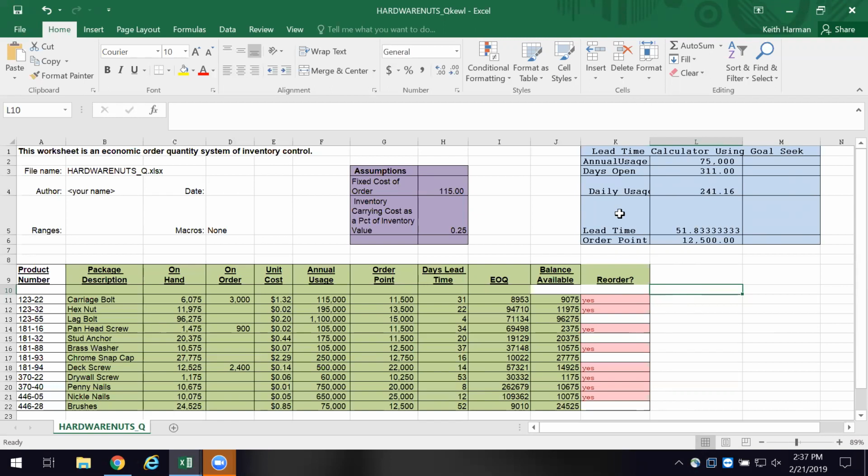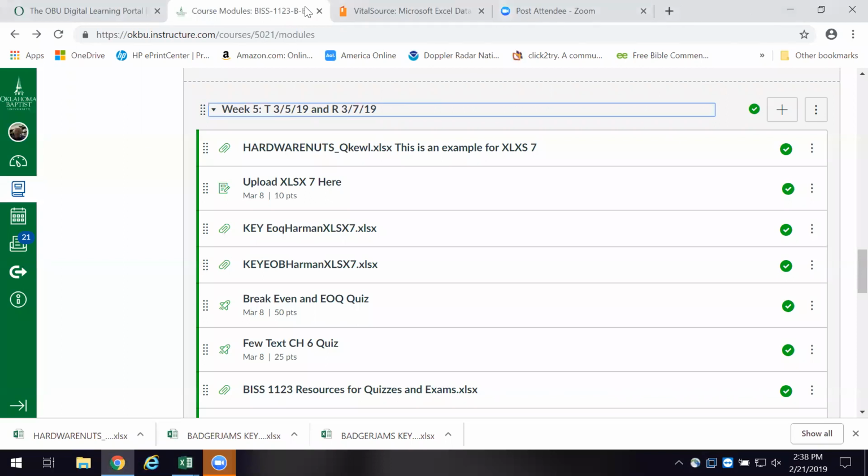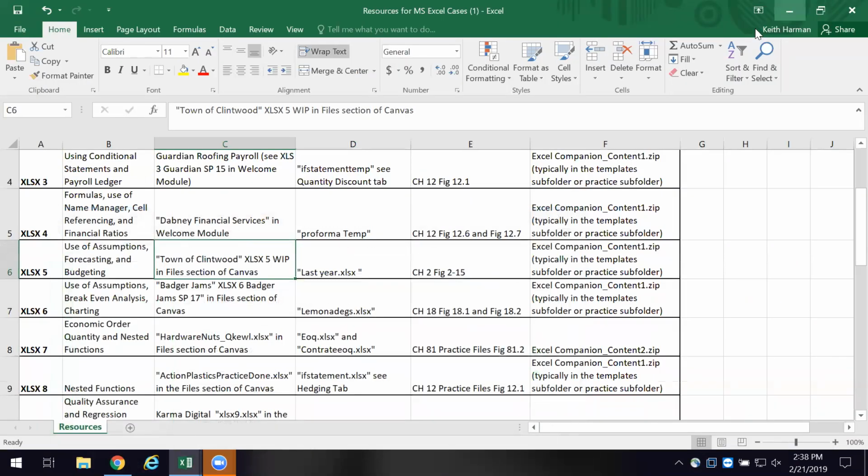Well, all that being said, this is XLS7. Now I have a couple of files there that are going to let you look. You can use them from the textbook, and I'm going to close that down for a moment and find the file on the resources. If you come down to XLS7, the resource file, there's this one, and then there's the EOQ XLS file, and the Contra EOQ files, and those are from Chapter 81. Chapter 81 is going to be in those Excel files, those zip files in content number 2.